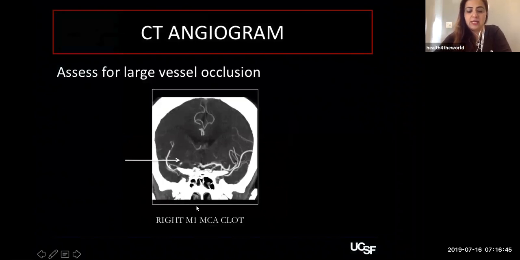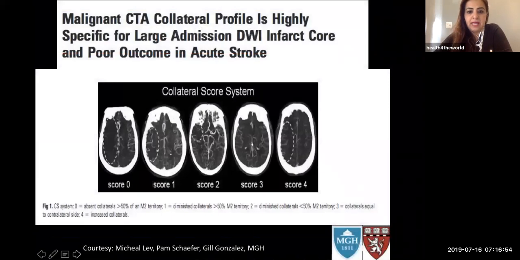So this patient has a right M1 clot. So we can see it right there. We can see the filling defect in the M1 on the right. And this is a collateral score system which has been developed at Massachusetts General Hospital.